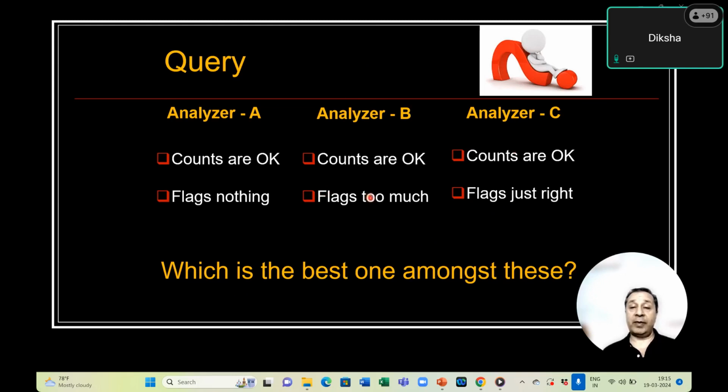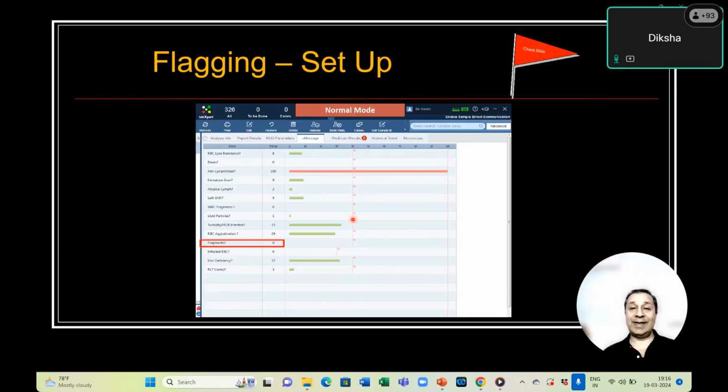But for all practical purposes, when I look at all three analyzers, the counts seem to be okay in all the three. It's only the flagging part which does not seem to be following what I want it to follow. So what does this mean? I have not been able to ensure that the customization of flagging has been taken care of on the hematology analyzer, which is otherwise a requirement for us to take care of as an end user. So this leads us to the concept of flagging setup.